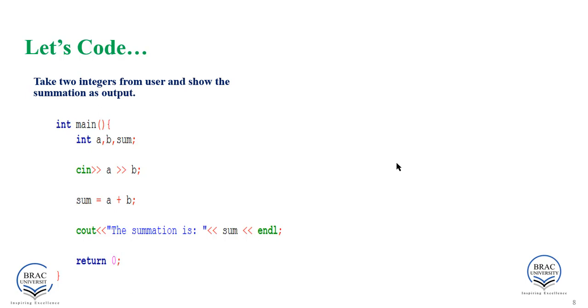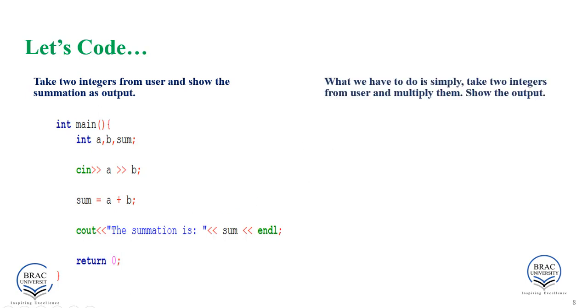Now let's do another code. Take 2 integers from user and show the summation as output. So I have already given the code here. We'll just take 3 variables a, b and sum, where a and b will be input and summation will be the output. So I have taken the inputs a and b and then summed it up, then giving the output, the summation is sum. It will show the summation of a and b.